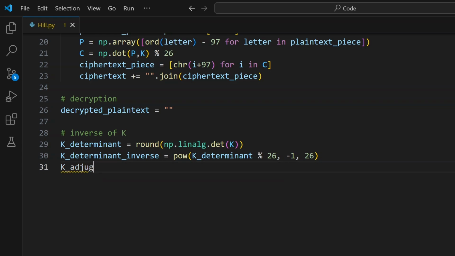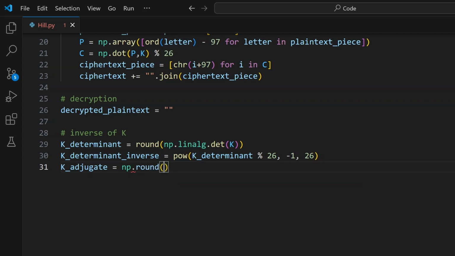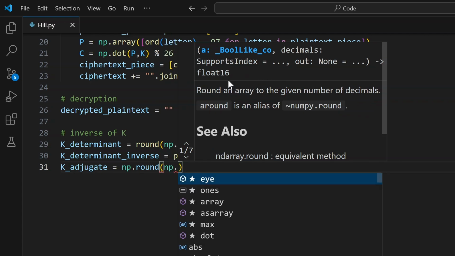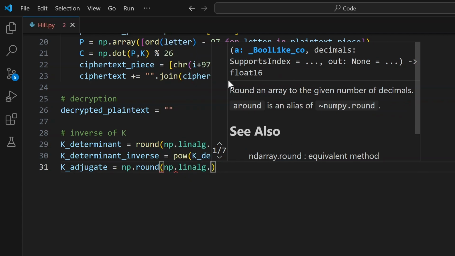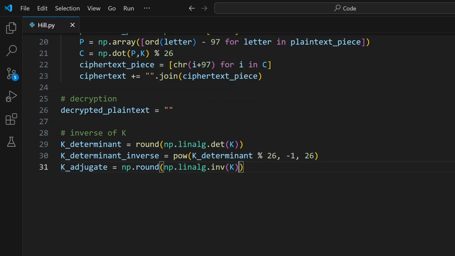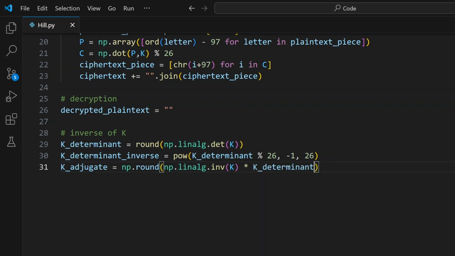Then we want to find the adjugate matrix of K, and that would be, once again, let's round to ensure that we don't have any floating point values. And we're going to calculate the inverse. So this is the inverse that you probably know of K, then multiplied by the determinant. That gives us the adjugate matrix. Then we can finally have the inverse. And if you want to define it in full, I guess you can.